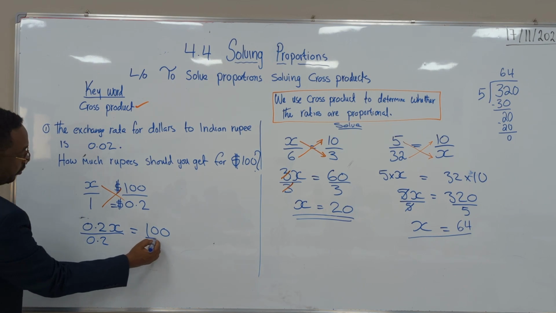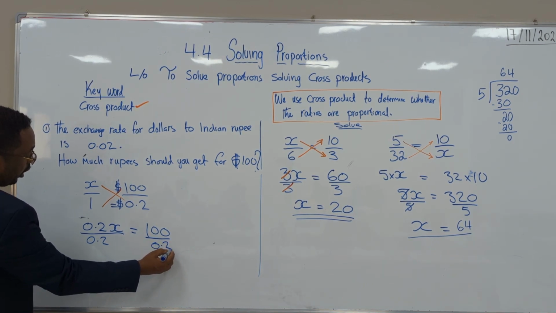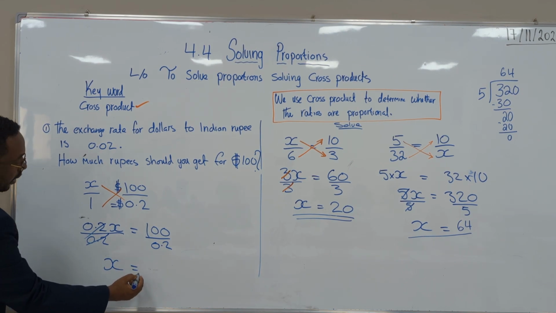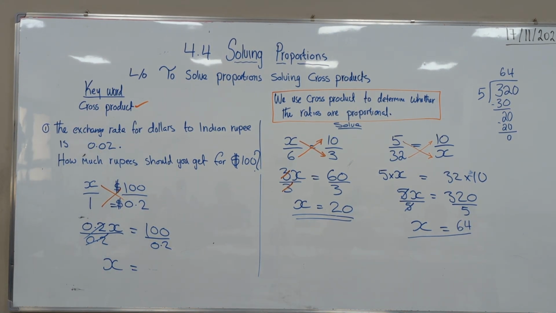Thank you very much. And we divide here by 0.02. These and these will cancel out. So x will be equal to what? What is 100 divided by 0.02? No, it will not be 1000.